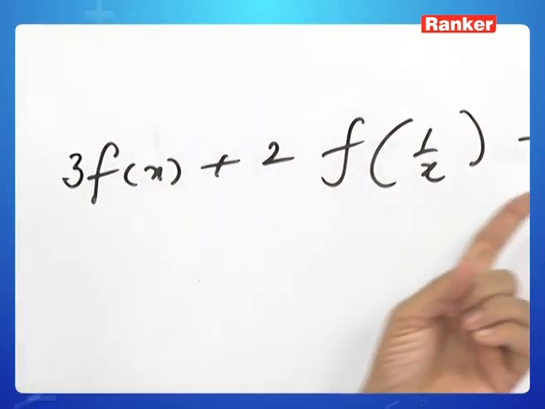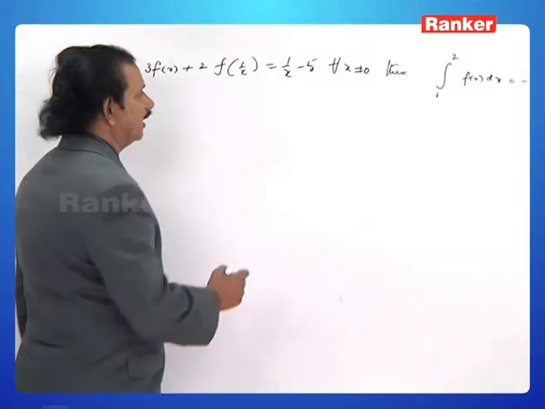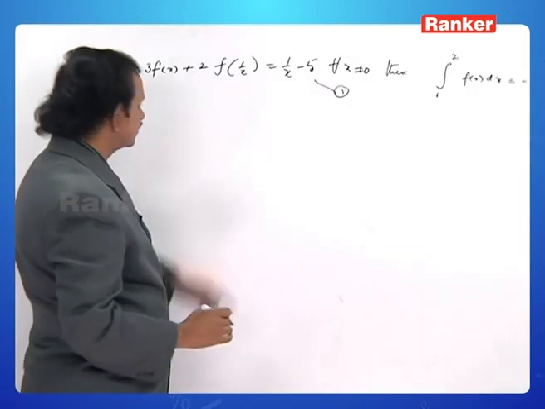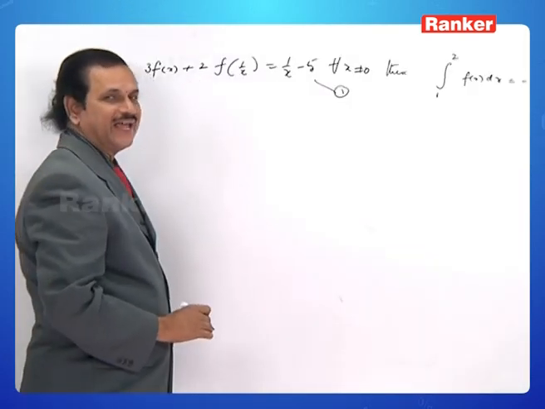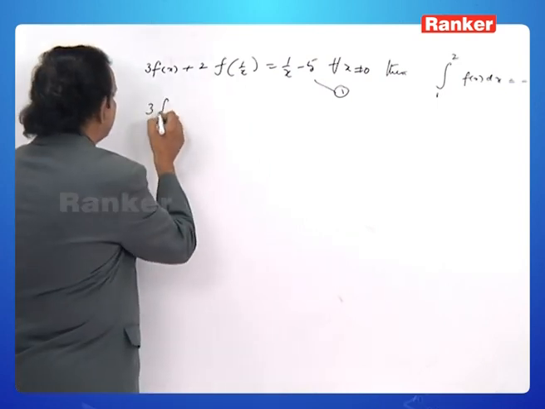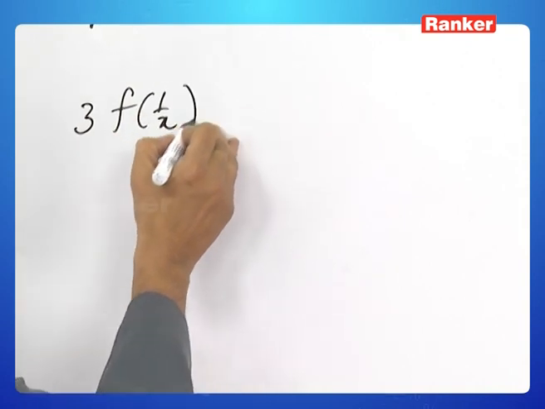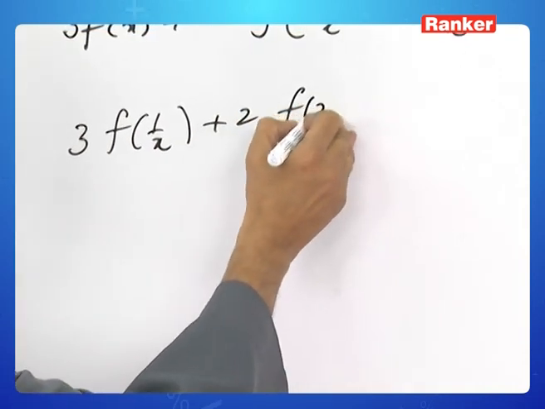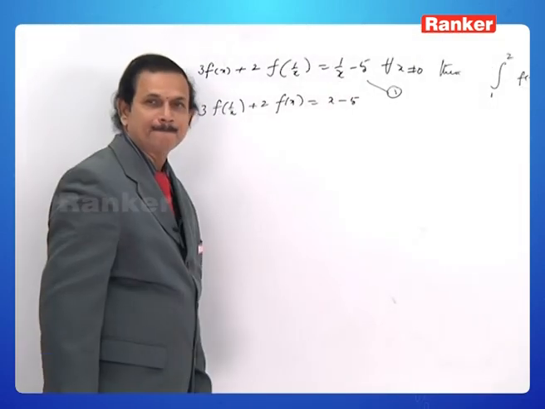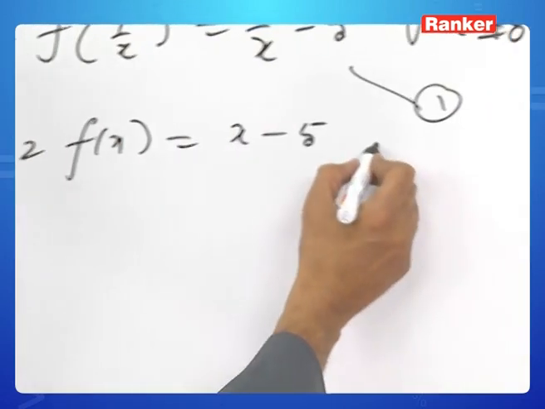3 into f of x plus 2 into f of 1 by x is this. Let me call this 1. In this given information, you take 1 by x in the place of x. What happens? 3 into f of 1 by x plus 2 into f of x is equal to x minus 5. Am I correct? Call this equation 2.